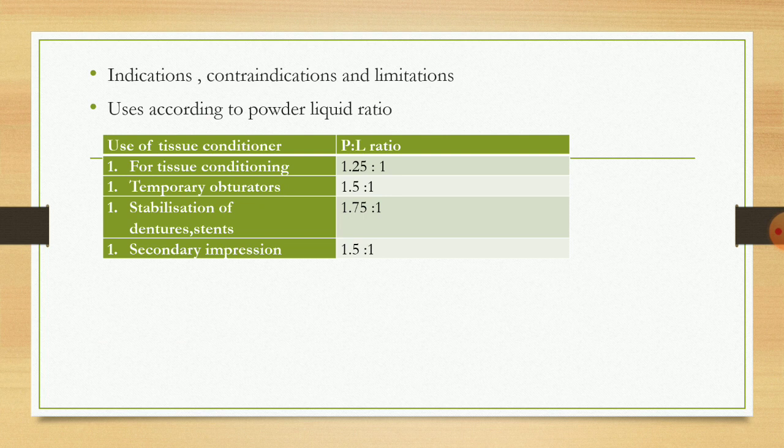Next we have indications, contraindications and limitations. That is clearly given in every book. And then next we need to write about the uses according to the variable powder liquid ratio. If we are using it for tissue conditioning, we need to use a powder liquid ratio of 1.25:1. If we are using it for temporary obturators, we need a powder liquid ratio of 1.5:1. For stabilization of dentures, 1.75:1, whereas for secondary impression, 1.5:1. So these are the variable powder liquid ratios. Accordingly, there are variable uses of the tissue conditioner.